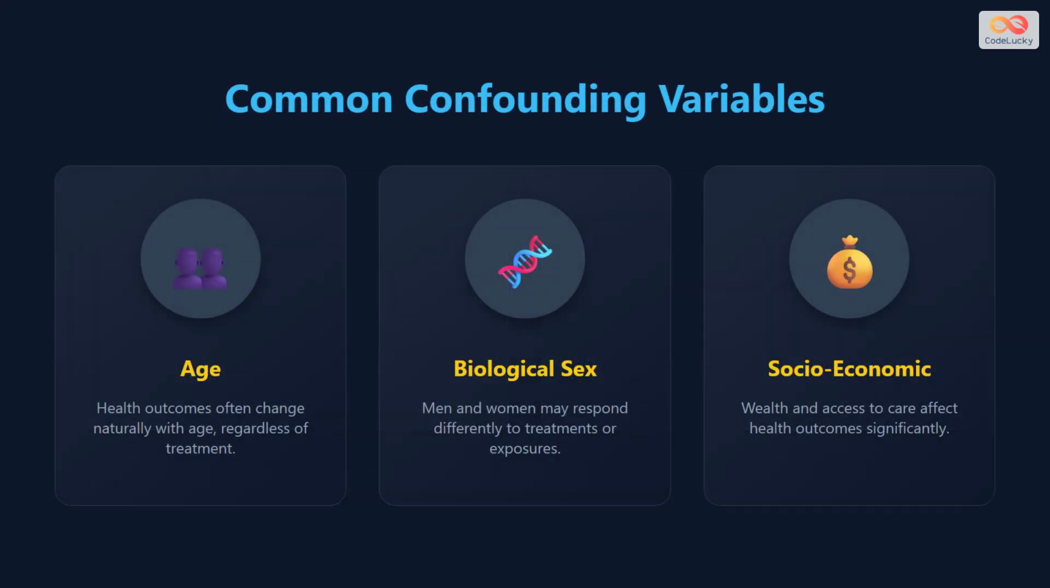When designing a study, watch out for these common culprits. Age is a big one. Older people might have different health outcomes regardless of what you test. Biological sex and socioeconomic status are others. If you don't account for these, your results might just be reflecting the differences in these groups, not your actual experiment.